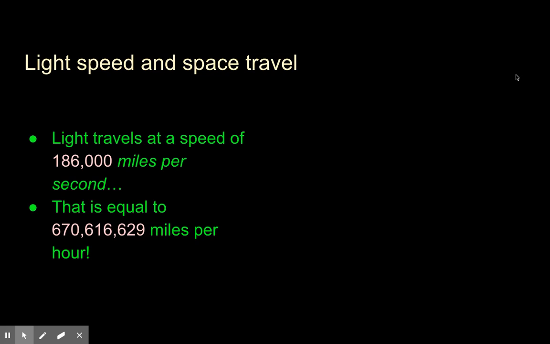All right, so light travels at a speed of 186,000 miles per second. That's equal to 670,616,629 miles per hour. That's pretty fast, all right? As a matter of fact, we believe that there's only one other thing in the universe that can travel at that speed, and that's gravity. All right. Nothing else can travel the speed of light, except for light itself and gravity.